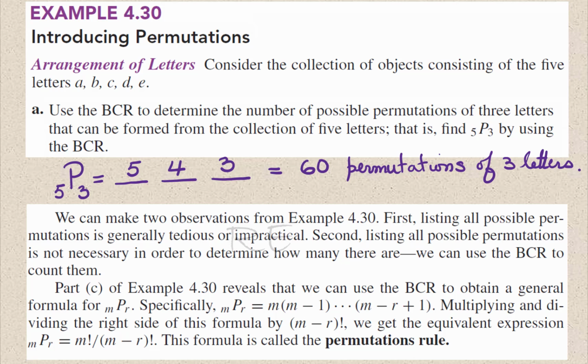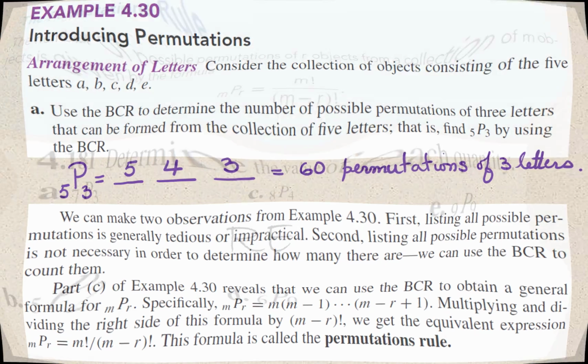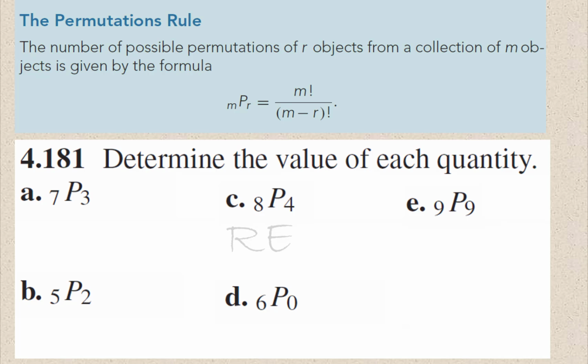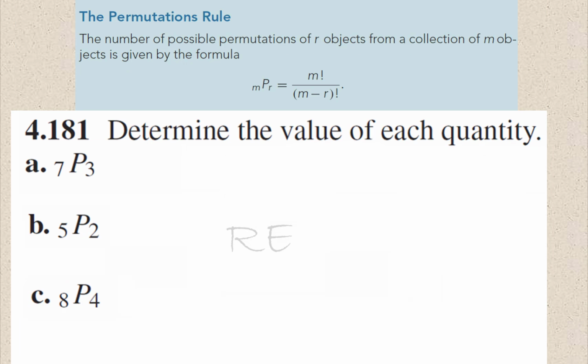One observation from the problem solved is that MPR is just M times M minus 1, down to M minus R plus 1. Here's the formula simplified. MPR is equal to M factorial divided by M minus R factorial.